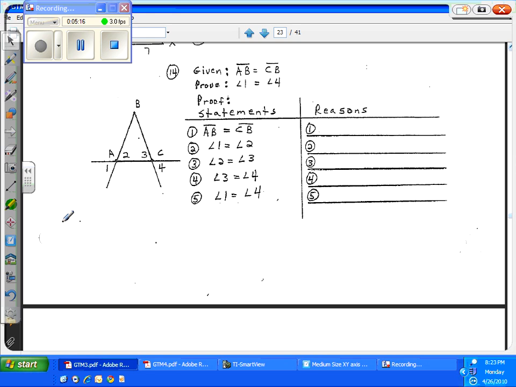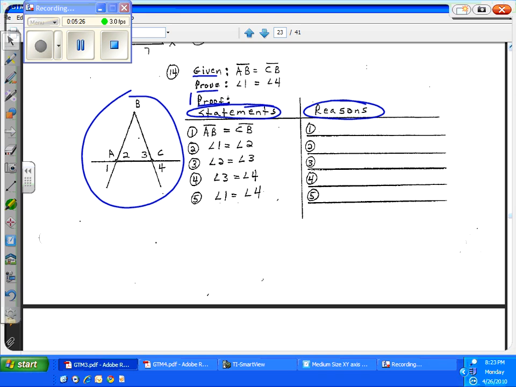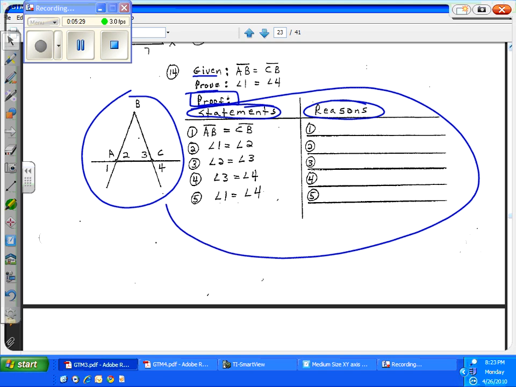So remember, we said to write a proof. You write the given proof. You put your statements on the left and your reasons on the right, and you draw the diagram. Some people again say, well, what's the proof? The proof is the statements and reasons. So we write the given proof, put the statements on the left, reasons on the right, draw the diagram.